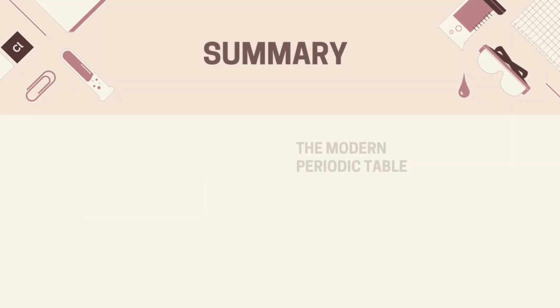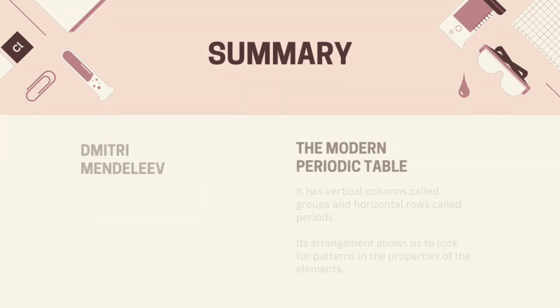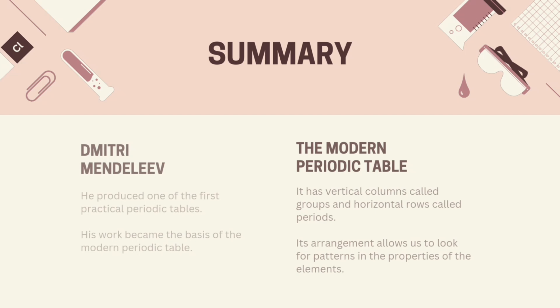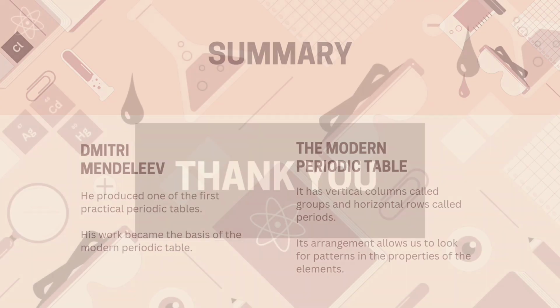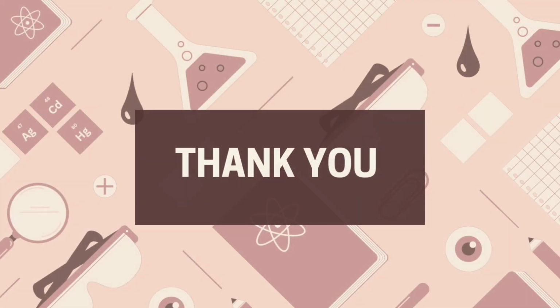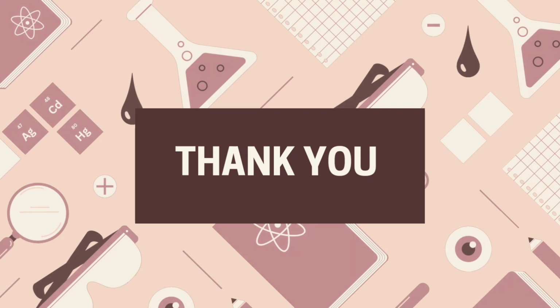Now we will try to summarize all the points we have learned by now. Dmitry Mendeleev produced one of the first practical periodic tables. His work became the basis of the modern periodic table. And the final outcome, the modern periodic table, has vertical columns called groups and horizontal rows called periods. Its arrangement allows us to look for patterns in the properties of the elements. With this, we are marking an end to the chapter decoding the periodic table.